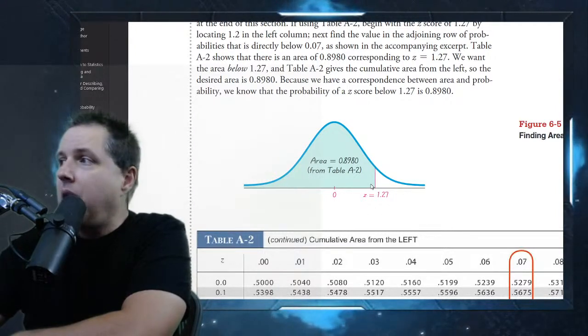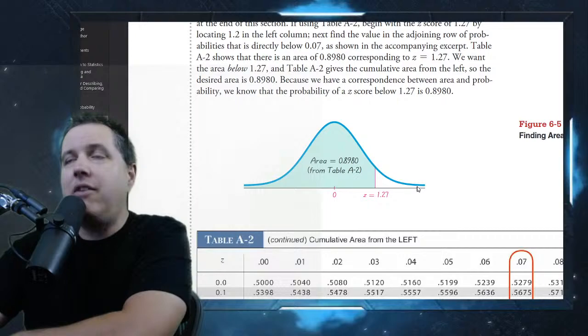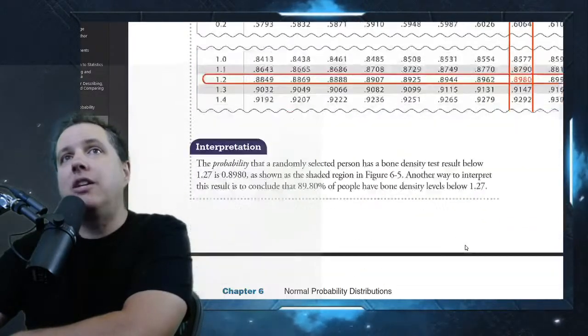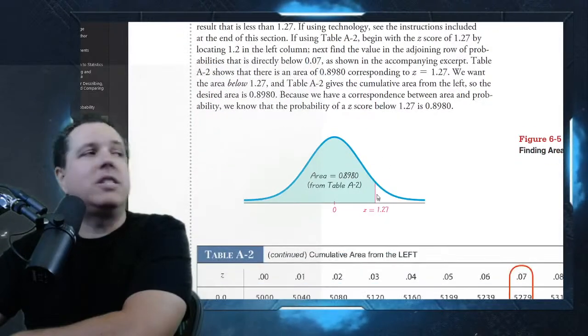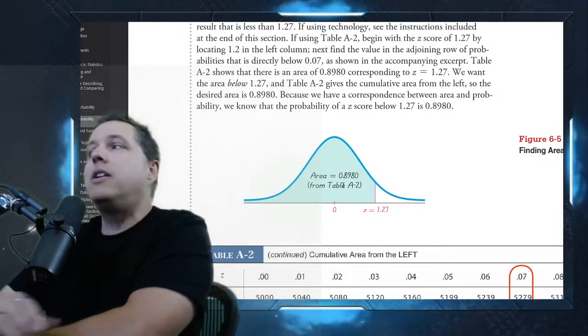Maybe the medical examiners have figured out this is the cutoff where you start getting concerned. If your score comes back above 1.27, we need to do further tests. We need to investigate what's going on and look into things a little bit more. But you want to start seeing these pictures and recognizing that the area under the curve is representing a probability.